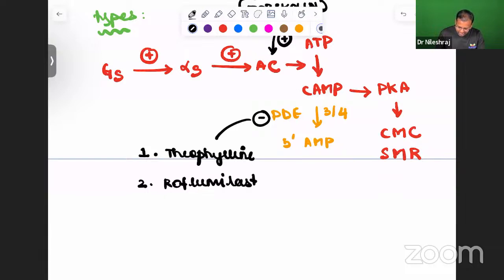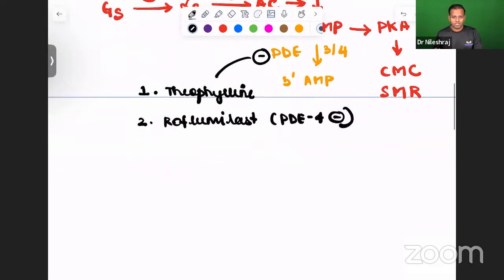Roflumilast is a selective phosphodiesterase 4 inhibitor which inhibits phosphodiesterase 4, thereby increases cyclic AMP. It has been approved for COPD, chronic obstructive pulmonary disease. Apart from that, we also have milrinone.